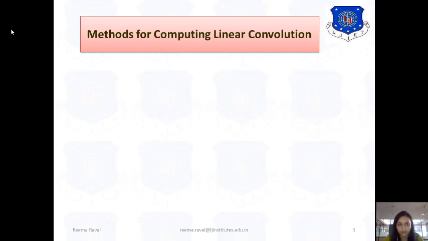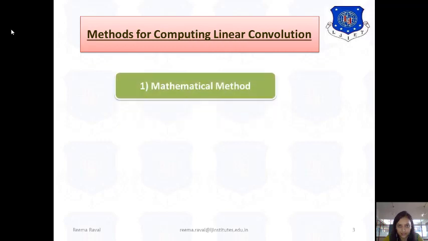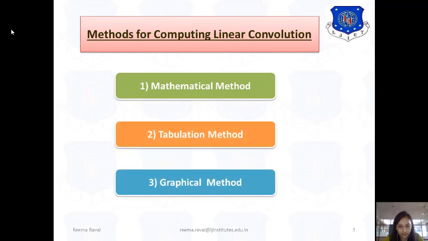Now we have also seen the methods for computing linear convolution. The first one is the mathematical method, which we have seen in previous sessions. The second one is the tabulation method, of which we have also seen how to find the linear convolution output. And the third method is the graphical method. In previous sessions we have seen the first two methods, the mathematical method and the tabulation method. Now in today's session we will see the third, the graphical method.